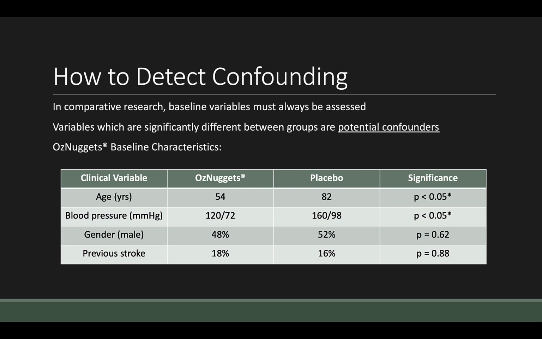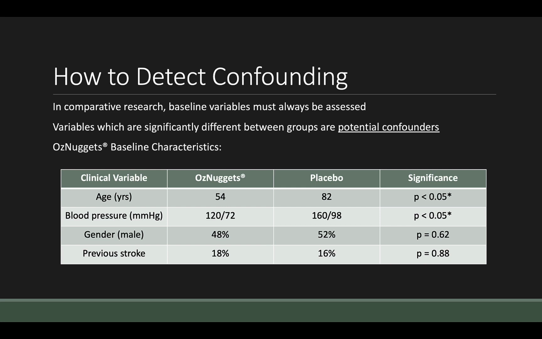We also need to look at variables that are significantly different between the groups. So if a variable could be associated with the outcome, but there's even numbers in both groups and they're well matched, then that probably won't affect the results because it's evenly matched in both groups. But if variables are both potentially confounding and significantly different, then we need to look at them in more detail.